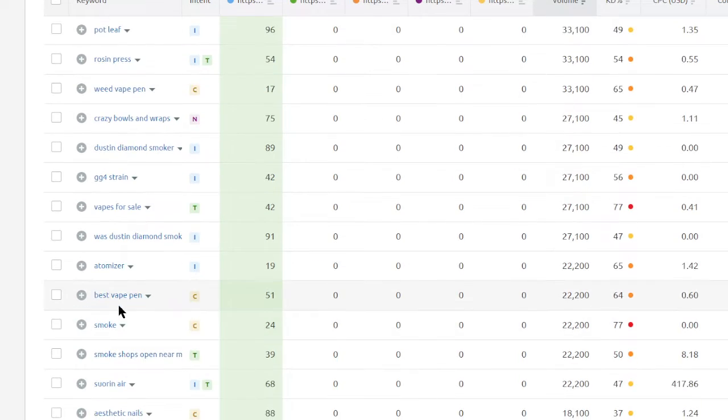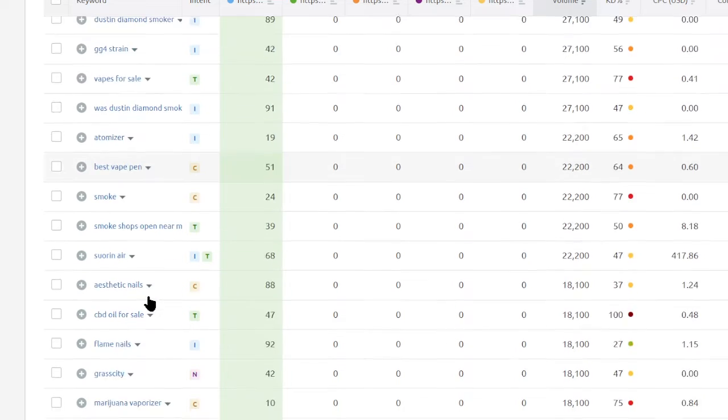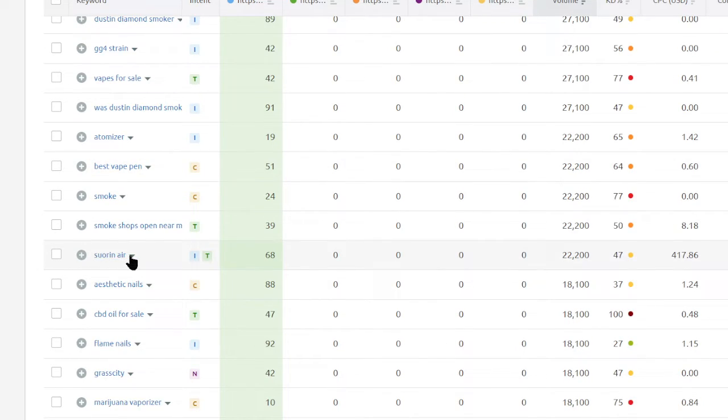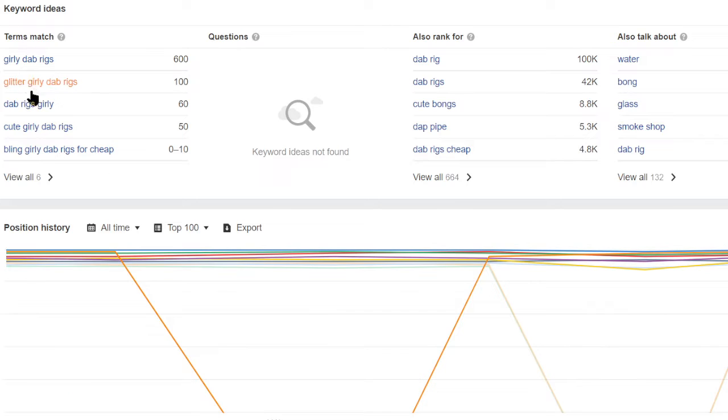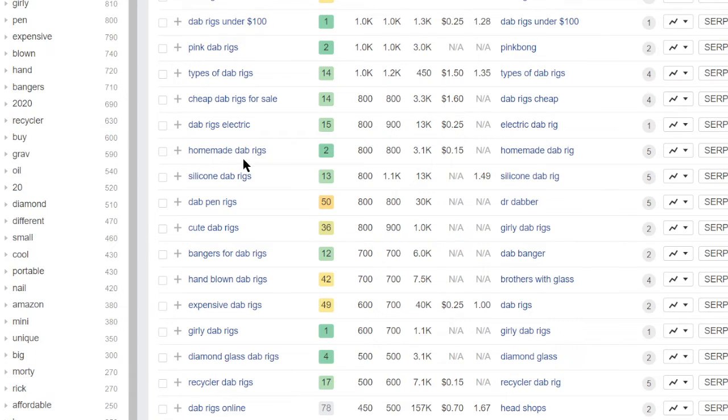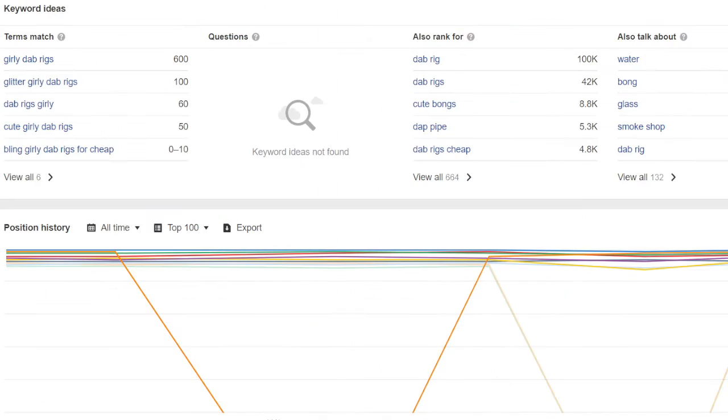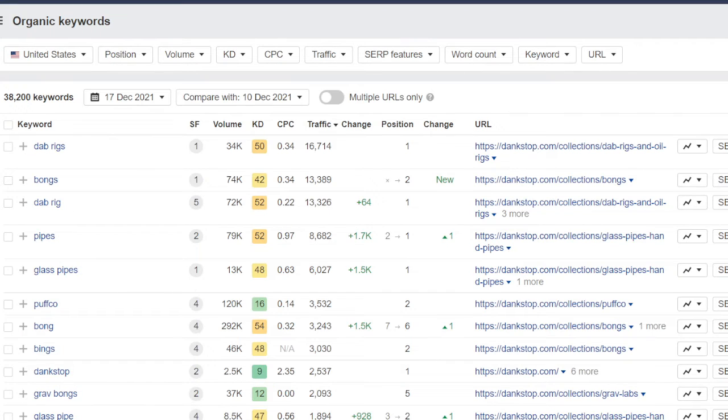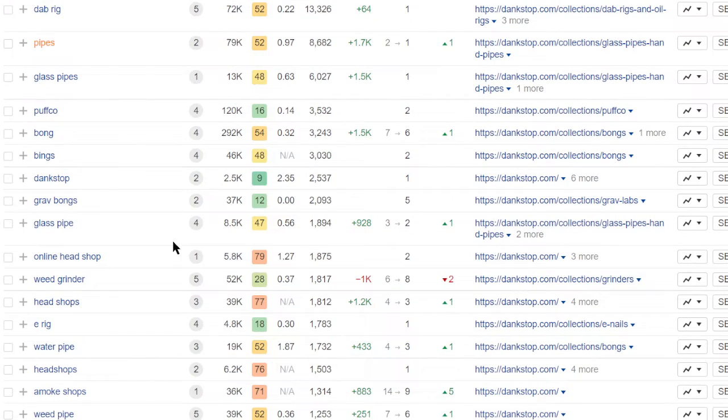Say we see best vape pen, and you got a Suvaran air, you got say CBD oil, then you have to research this further and find more topics to write about. For now, I will be only posting these two, the dab rings, the girly dab rings, and you can have a start from there and get some ideas.